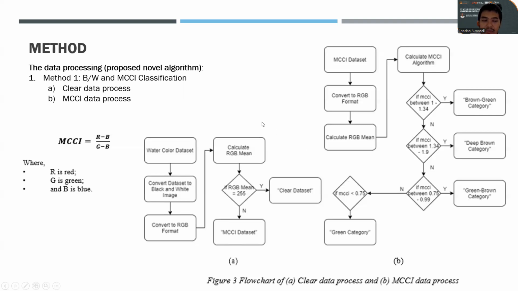And the second phase, MCCI data process. So the dataset that we get from the first phase, the MCCI dataset, we know that this is the colored one. Then we process it in the RGB data format. We calculate the RGB mean, and then we calculate the MCCI algorithm from the color. Then after we get the MCCI value, we classify the color based on the range of the value. So we can get the brown-green category, the deep brown category, the green-brown category, and the green category.